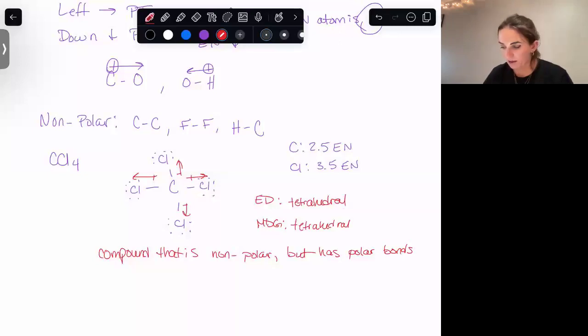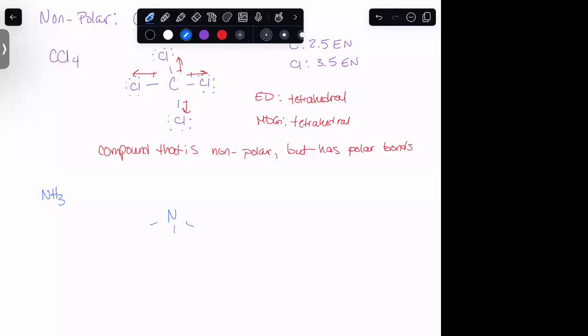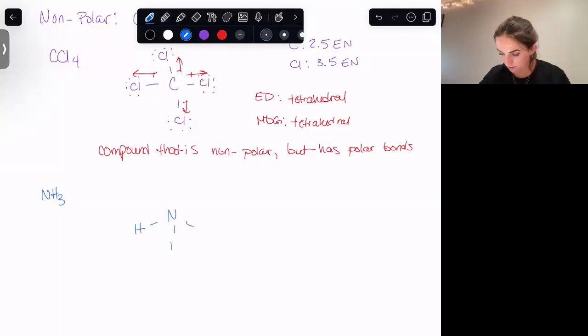Okay, if we look at something like ammonia instead, now this turns into something with a lone pair on the central atom. What is the electron domain geometry for ammonia? Yep. This is tetrahedral. What's the molecular geometry for this one now?